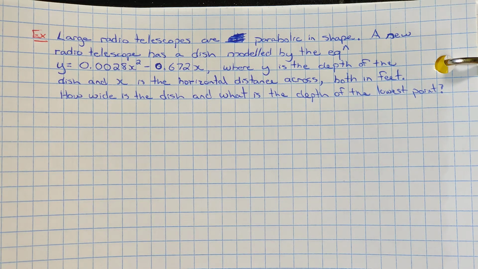So these large radio telescopes work on the same principle. They get pretty big. Some of them are oftentimes buried in the ground because they're so large. Making structures to support them is very difficult.